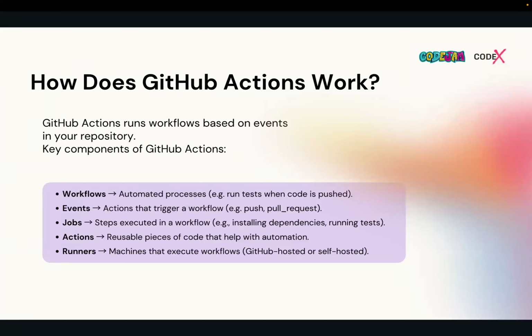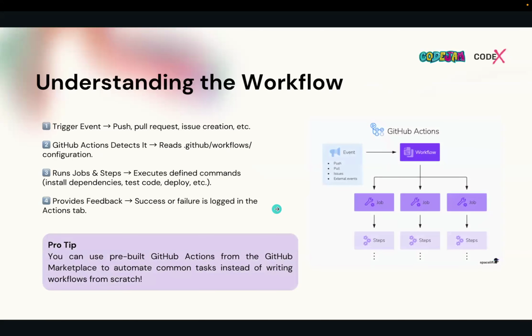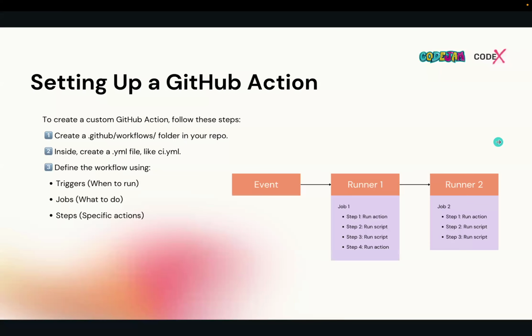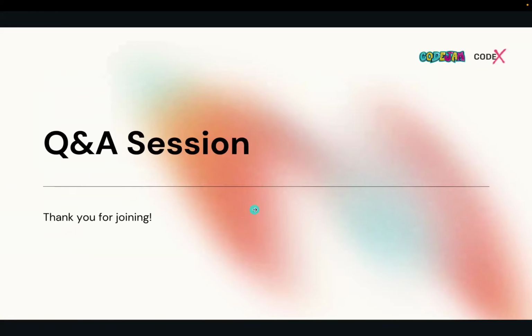GitHub Actions is a very massive topic. We could talk a couple of hours regarding this topic. I'm just briefing this. So yeah, these are the things that I have explained earlier. When you want to implement a new GitHub Action, you have to create a new YAML file, as I mentioned, and define the workflow using triggers, jobs and steps, similar to what I mentioned earlier.